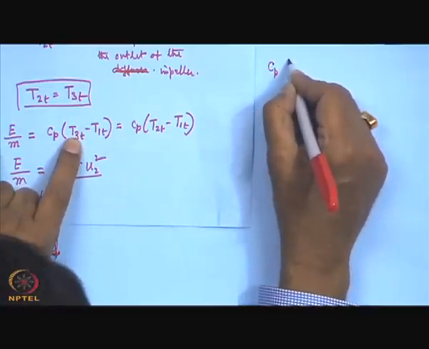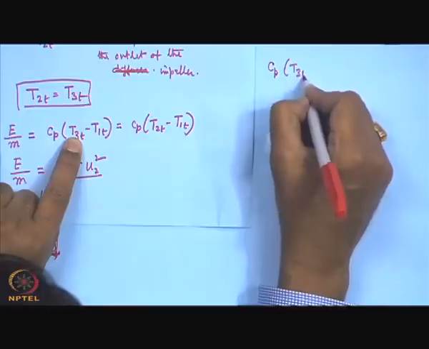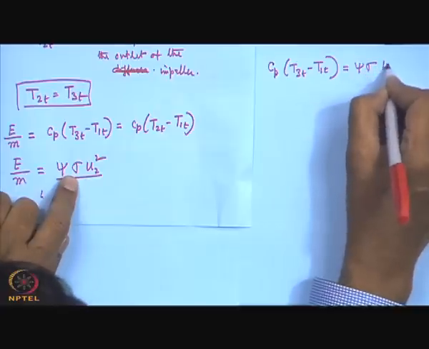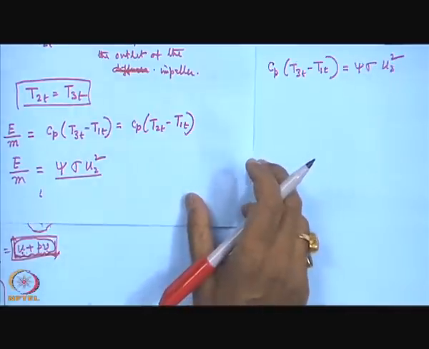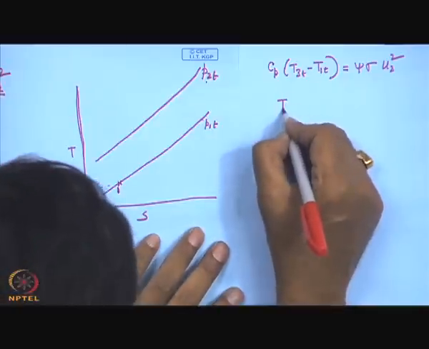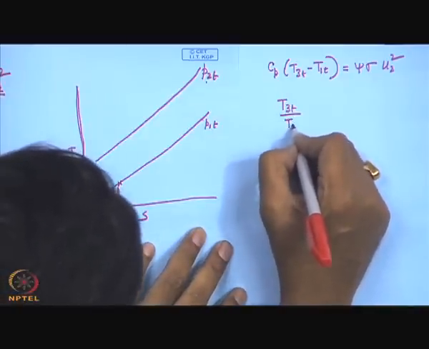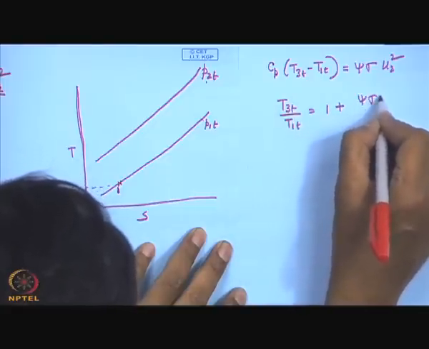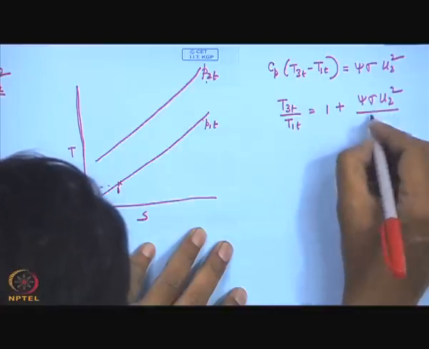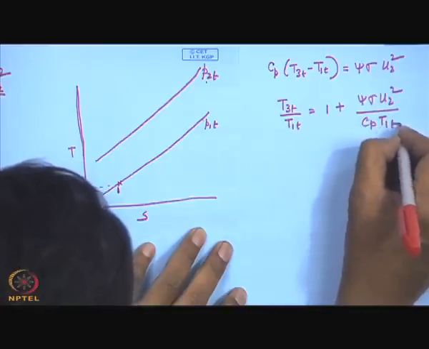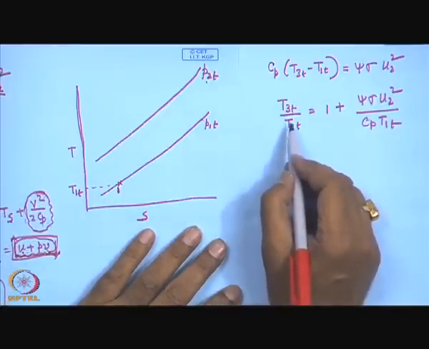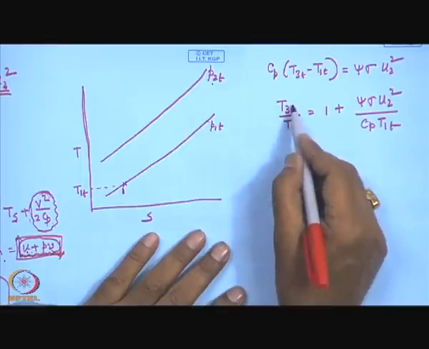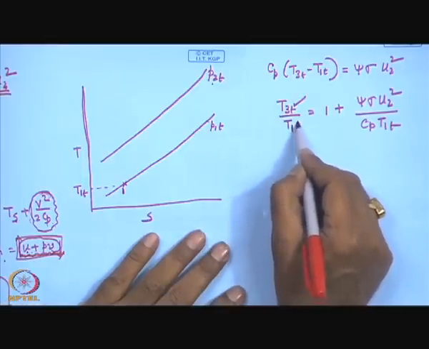Let us write here: T3T minus T1T is equal to psi sigma U2 square. So, therefore, we can write simply T3T by T1T is equal to 1 plus psi sigma U2 square by Cp T1T. So, a ratio of temperature T3T to T1T we get. Now, this is the T3T outlet temperature, this is the T1T.